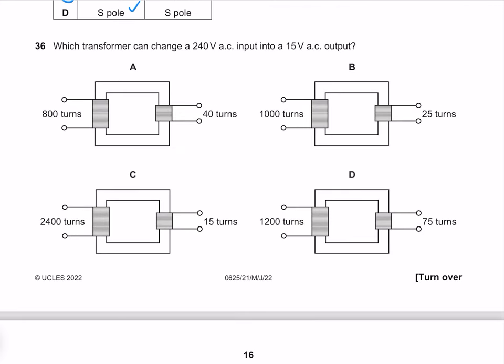Which transformer can change a 240 V AC input into a 15 V AC output? The ratio of 240 divided by 15 is equal to 16. Therefore, we must have a ratio of turns that calculates to the same. 800 divided by 40 is 20, so it's not A. 1000 divided by 25 is 40, so it's not B. 2400 divided by 15 is 160, so it's not C. 1200 divided by 75 is 16, so it must be D.